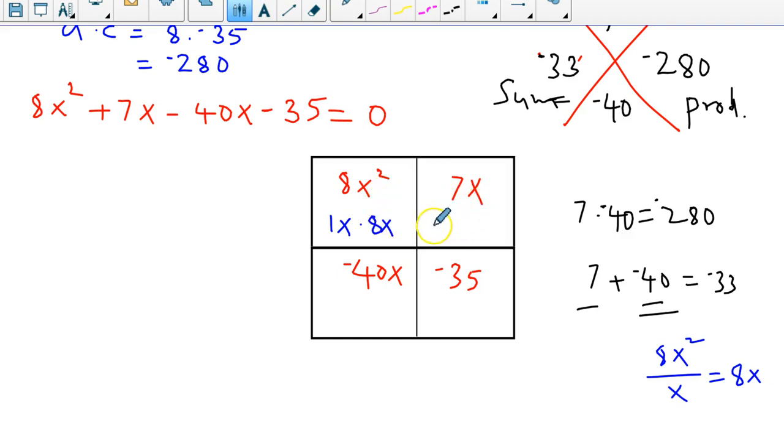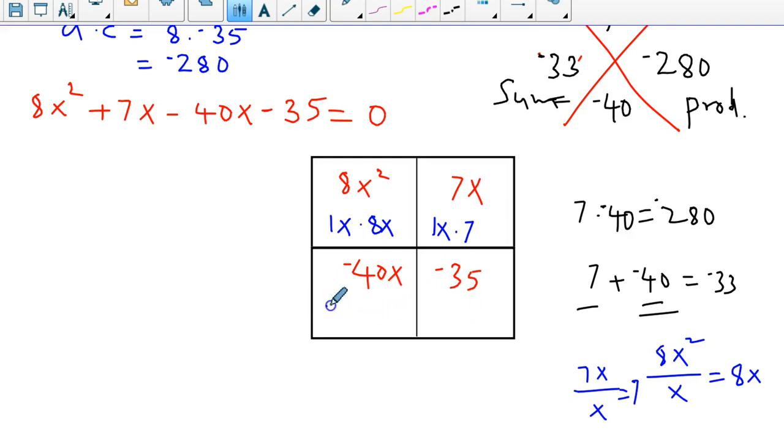In the same way in 7x, I have to write 1x first because that is the common factor you are taking out. From 7x, as 1x is gone, x and x cancel, so you are left behind with only 7. So 7x is factorized as 1x times 7. X times 7 is 7x. Right. So you are done with this row. Now go to the second row. What is the greatest common factor between negative 40 and negative 35?